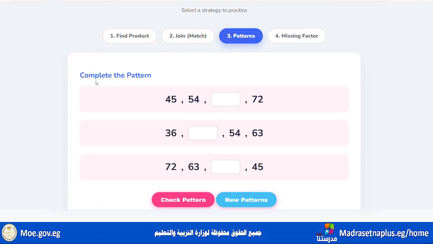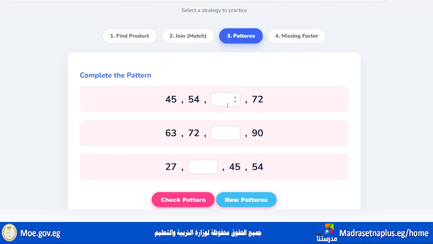Pattern. Let's complete the pattern. 45, 54. What is this? They are multiples of 9. Multiples of 9. 45, 54. Next, 63. 27, okay. 36, 54, 63. Yeah, it will be 45. Multiples of 9. Here 72, 63, 54. Let's check. Yeah, we got all.